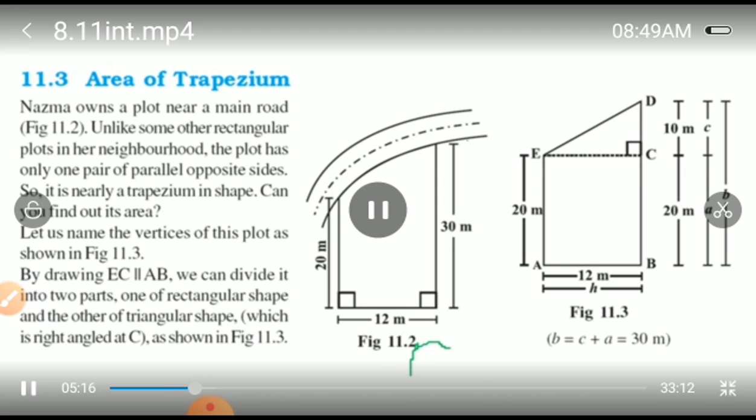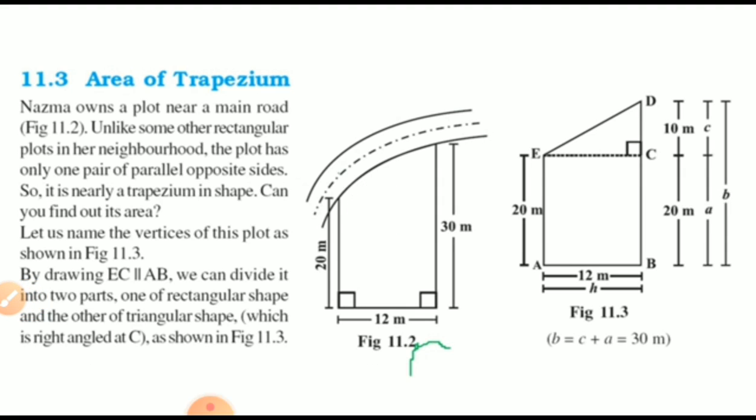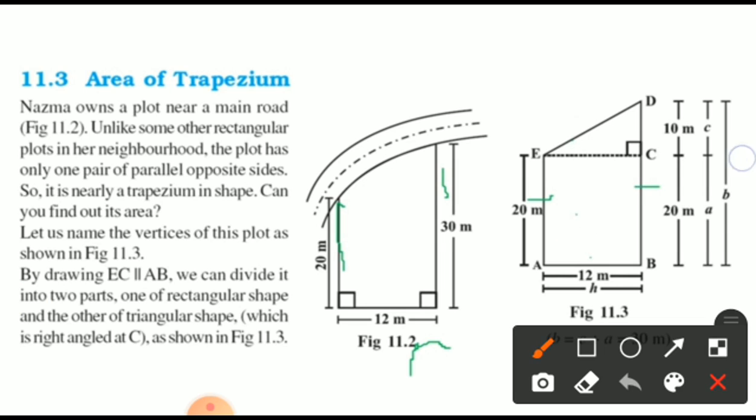Now the main thing is that today we will learn about the area of a trapezium. What is the definition of a trapezium? Yes, in a trapezium, two lines are parallel and one is the height. Here is an example, figure 11.2 and 11.3. We can say B is equal to C plus A, which is 30 meters. Can you see here, students? This is B, it is made of part A and then C.